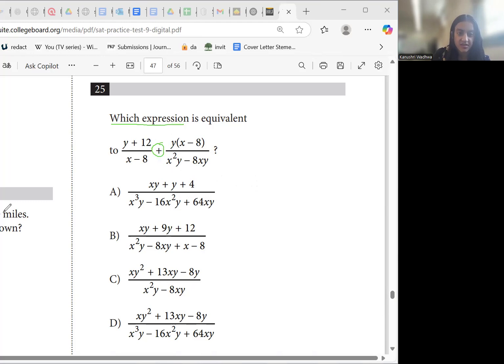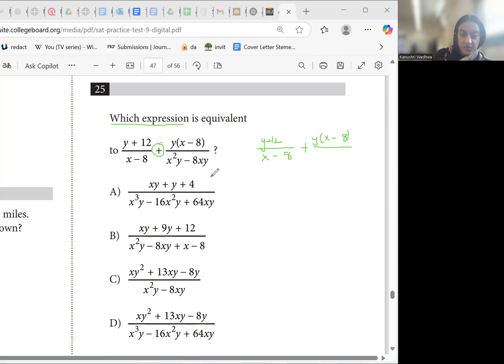So instead, what I recommend doing is factoring the denominators and seeing what common factors already exist. So you have (y + 12)/(x - 8), and x - 8 is pretty much done. That can't really be factored anymore. But if you look on the other side, in the numerator, they already did some factoring for you. You have y over x - 8, and then in the denominator, you have x²y minus 8xy.